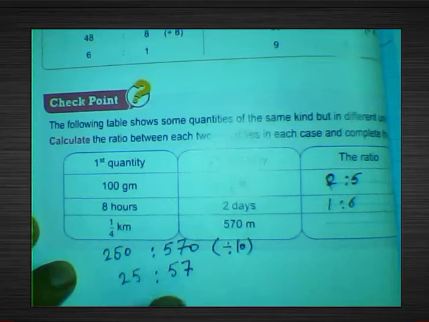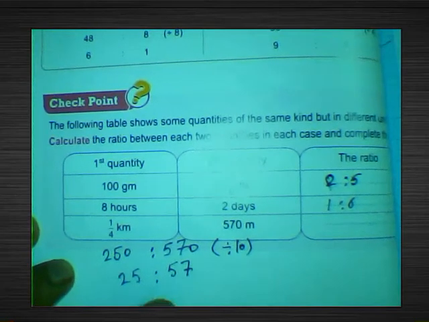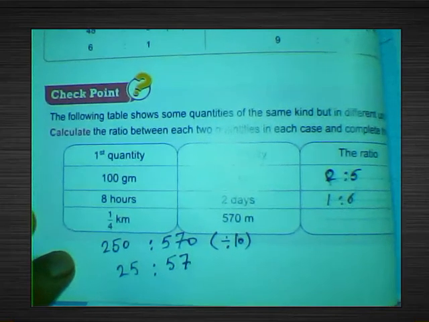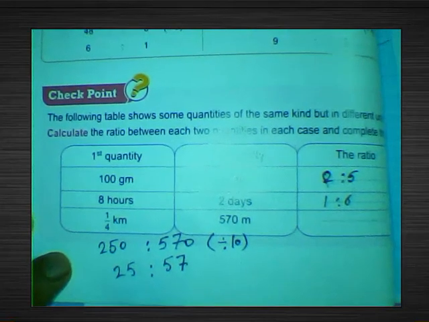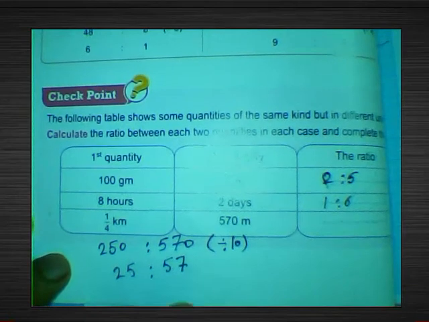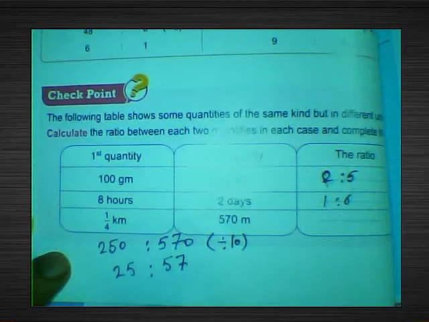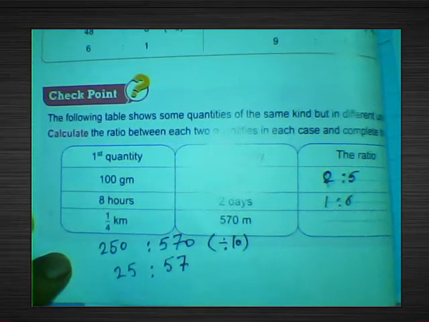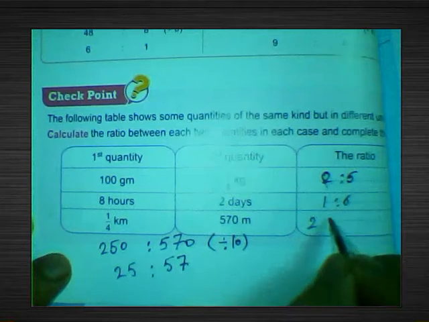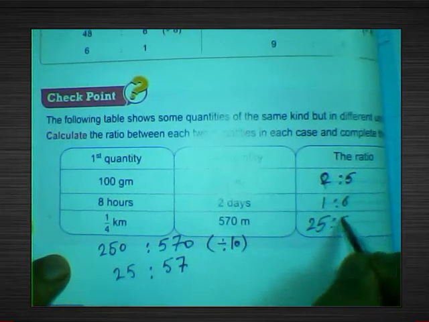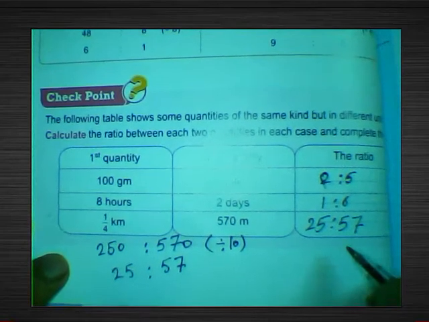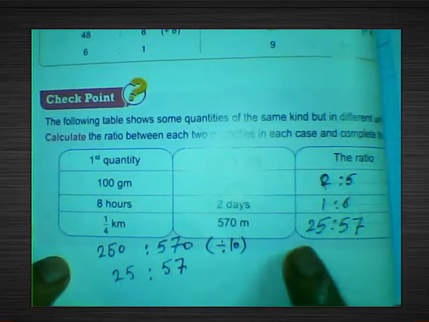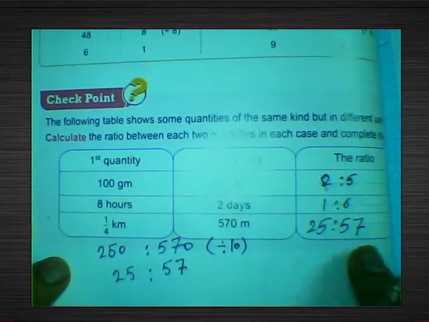25 and 57, the highest common factor between them is 1. So it's the end step. We can't divide it by any number, because 25 and 57 can only be divided by 1. The highest common factor between them is 1, so it's the simplest form. Don't panic about it. You must think and pay attention with me about this example. Don't worry. It's true, 25 to 57.